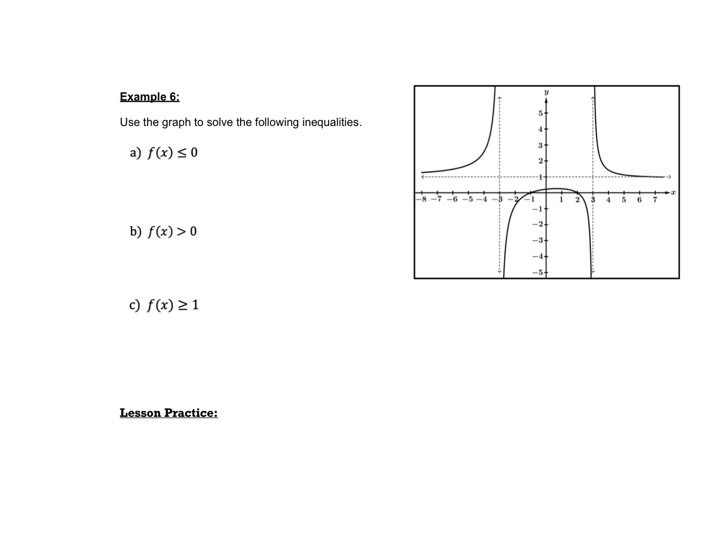Okay? So here's one where they've given me a rational function as a graph, all right? And they want me to look at it graphically and find where it's greater than or equal to 0, or less than or equal to 0, greater than 0, and greater than or equal to 1, all right? So that being said, one of the things that's important is that I find the zeros of this function. How am I going to find the zeros? Just looking at it.